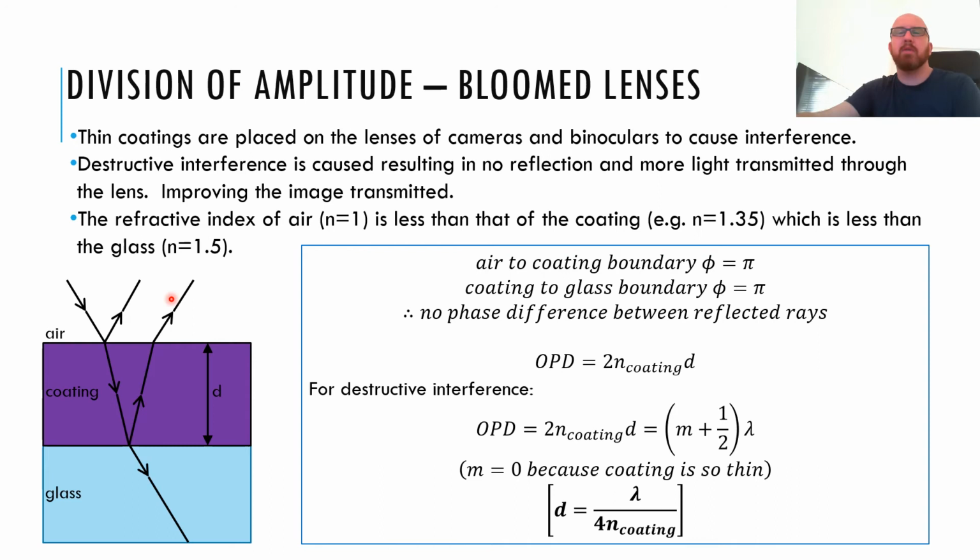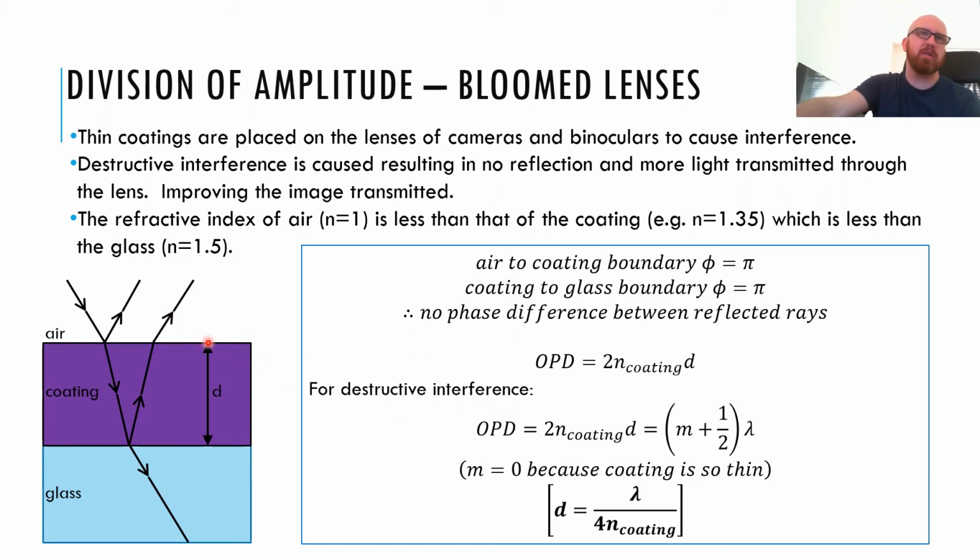So at the air to coating boundary, there's a path difference of lambda over 2 because it's a reflected ray from less dense to more dense, and again there's another path difference here from less dense to more dense as it hits that coating-glass boundary. So that's what these two are here. Therefore, there is actually no optical path difference for the reflected rays for these two rays back. In the previous example there was an optical path difference here, but not for this one. In this one, they both get it, so there's no difference between them.